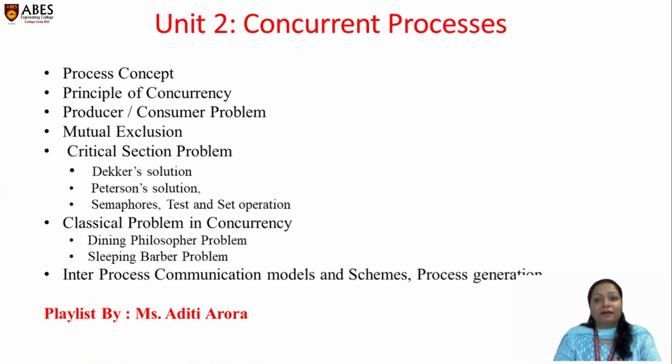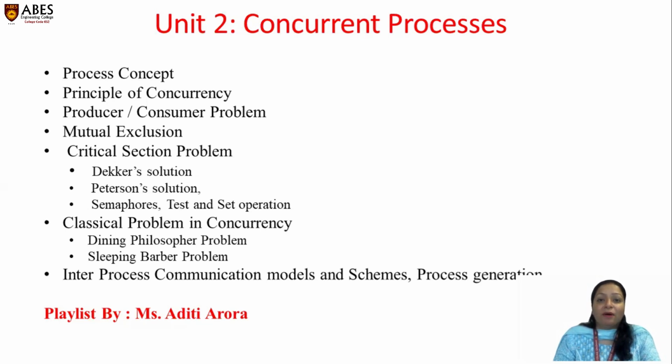Unit 2 is concurrency control. Here, first of all, we will understand what a process is and how it is different from the program. And next, we will understand the principle of concurrency, producer-consumer problem, then the concept of mutual exclusion. Actually, some operating system resources can only be utilized in a mutually exclusive manner.